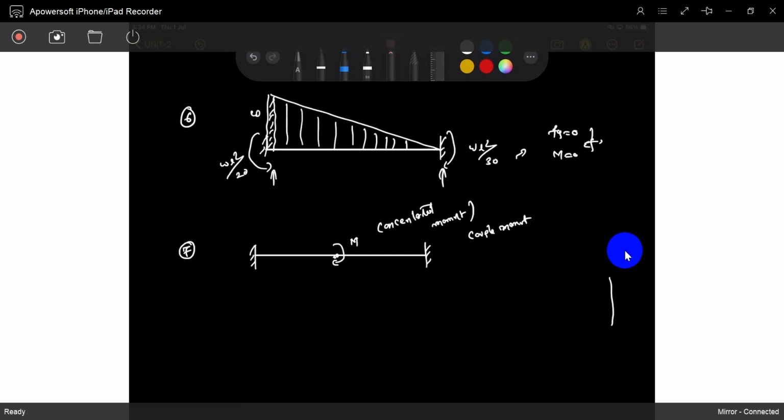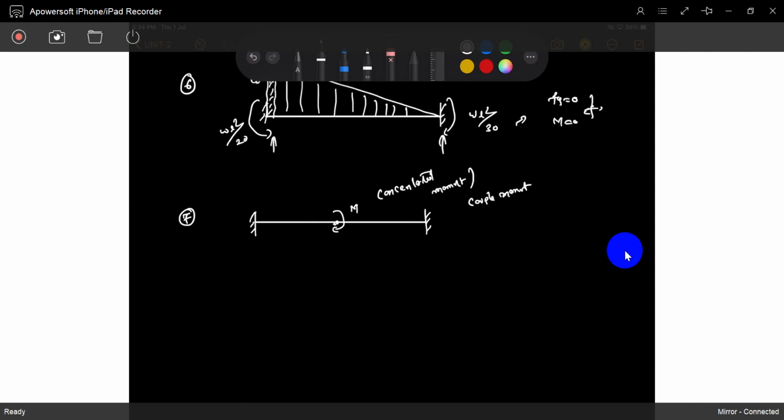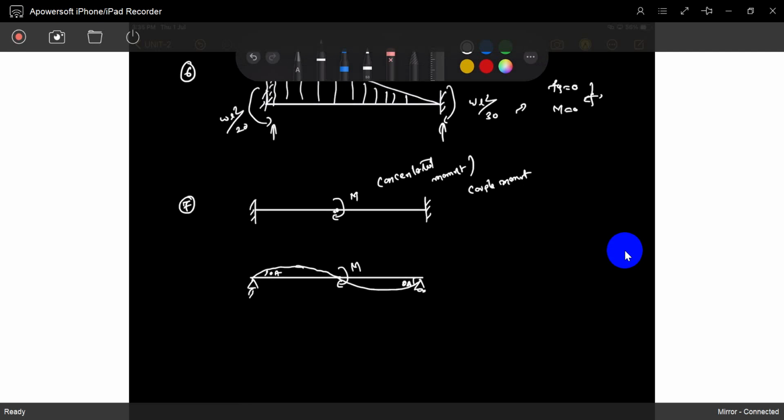You will see more on RCC. Okay, so how will we solve? We will solve just like the previous conditions. Take a simply supported beam and apply a concentrated moment. How will it deflect? It will deflect like we already discussed, like this. This is theta A, theta B. So this is M.